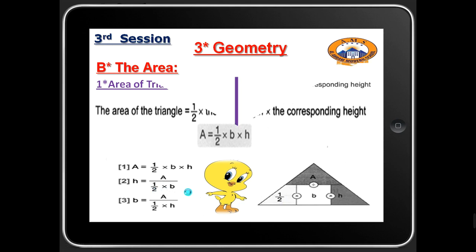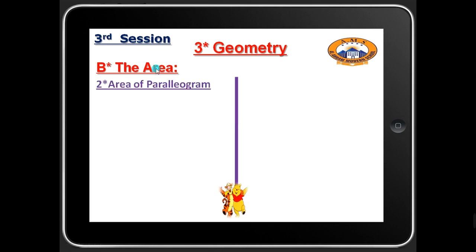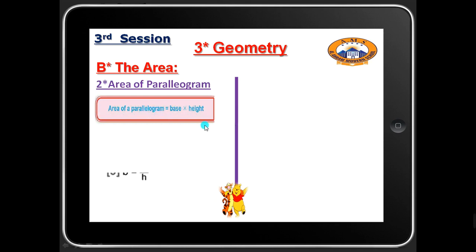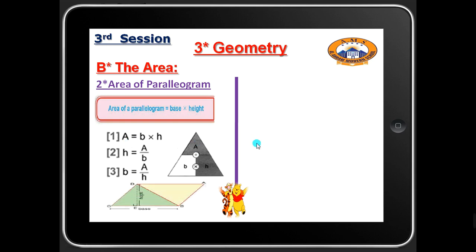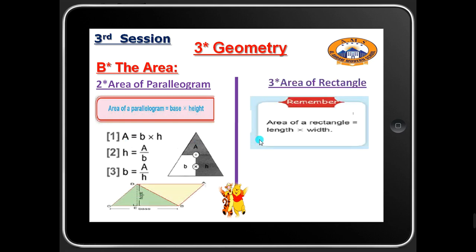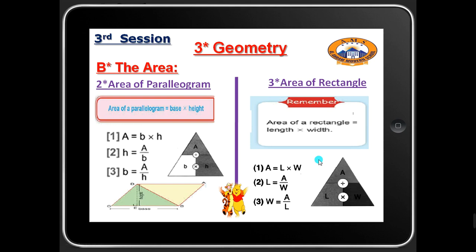Okay, now we're going to have also the area of the parallelogram. This is so easy. Area of parallelogram equals base times height. Okay, what about the area of the rectangle? This is also so easy. It equals length times width. Please remember these rules because they are very important. So area of rectangle equals length times width.